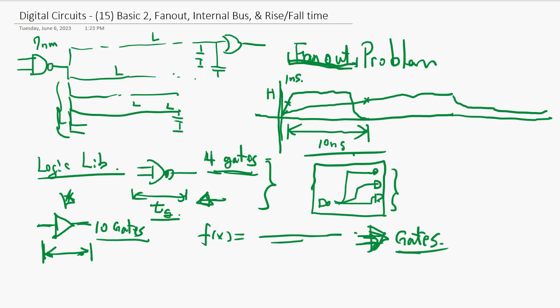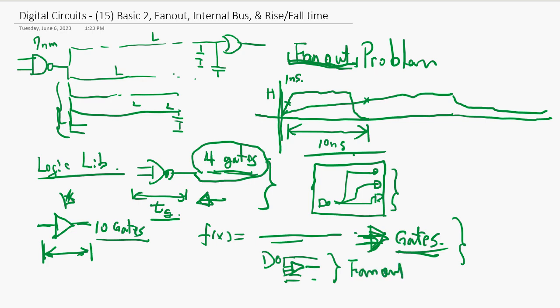But it depends on the software, how good the software is. Some software confirms that a gate can drive up to 4, and if the translated logic is driving more than 4, it inserts a buffer. It depends on the software. Then it takes care of the fanout issue.